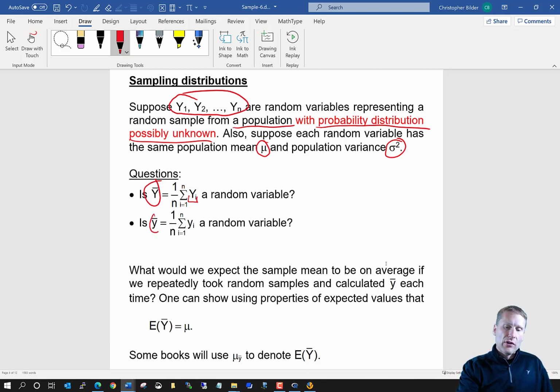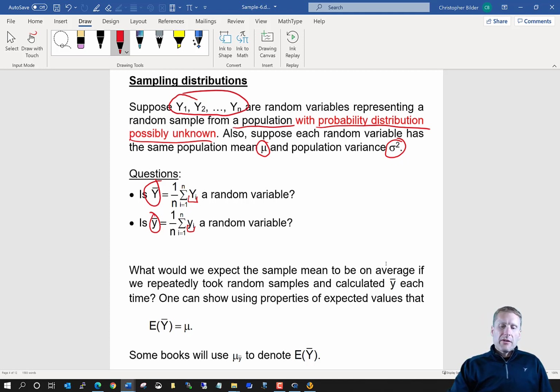Is a lowercase y bar a random variable? And the answer to that is no, because remember, these are observed values, or a way to symbolically represent the actual observed values that you get from a sample, and that's essentially from one particular sample.